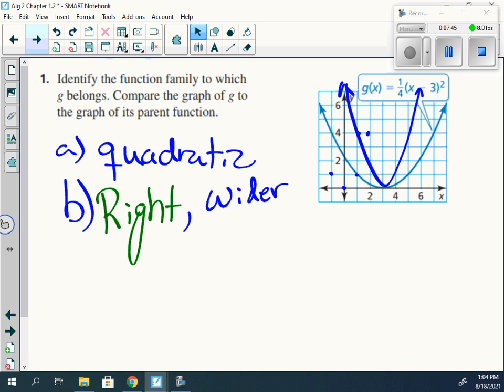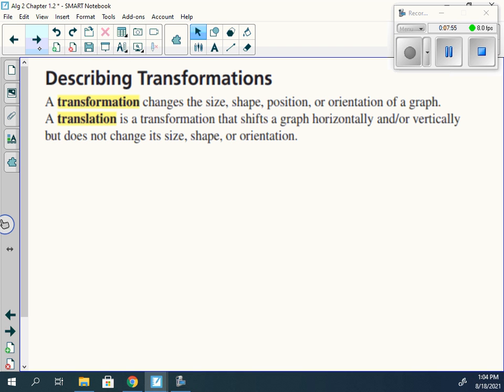And that's it. Now, this is helping us identify the different parts, or see that there are things that change. Now, all of these are called transformations. A transformation changes the size, shape, position, or orientation of a graph. The first types that we'll look at are translations.